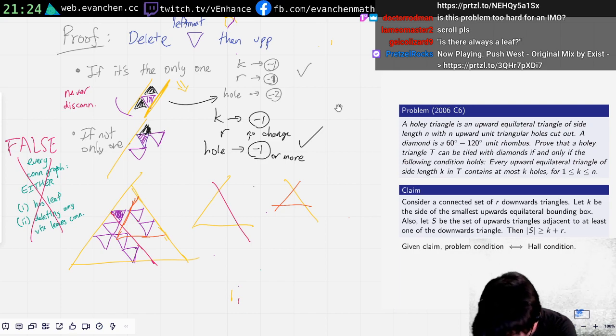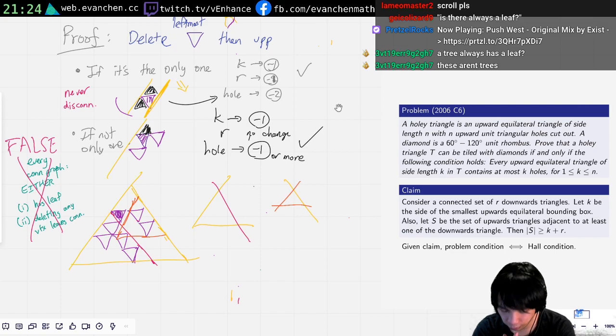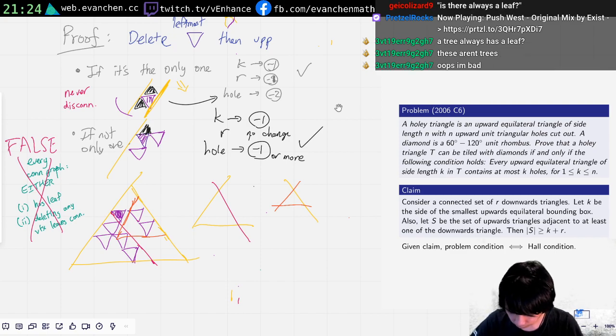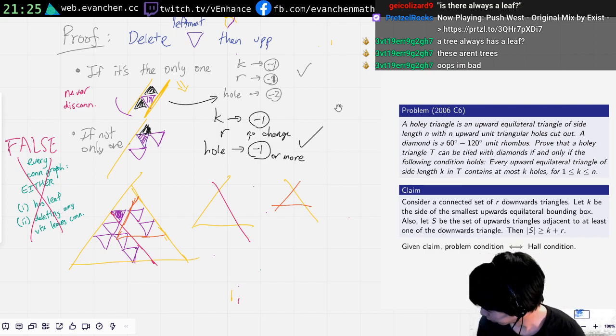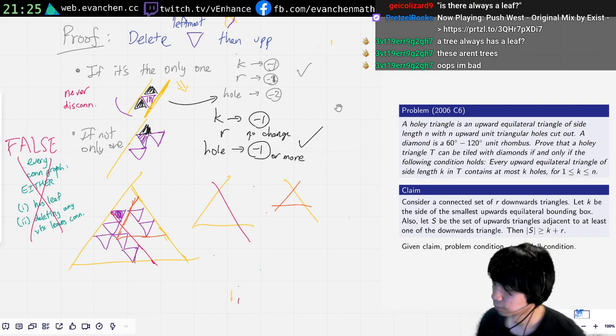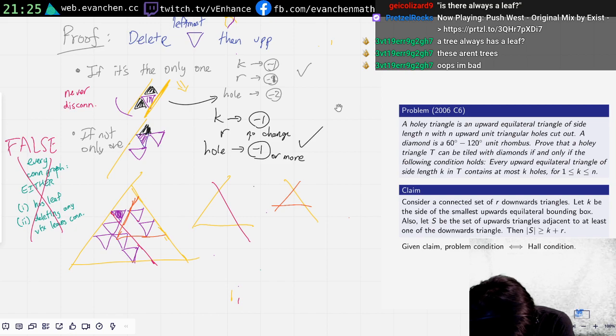Oh no. A tree. I agree a tree always has a leaf. The problem is the graph might not be a tree. Also, I'm not actually sure leaves are the things I should be going after anyways. No, no.